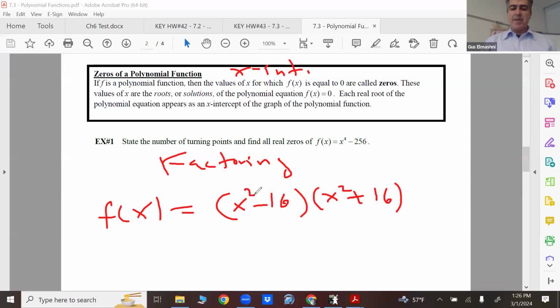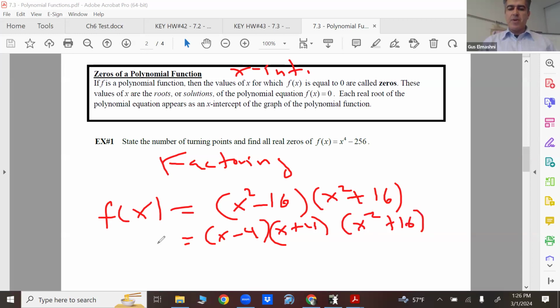Oh, sorry, it's x squared. My bad. Can we break this down even further? Yeah. So you can see why I wouldn't have moved that 256 over. I mean, the intent is good, but I wouldn't have done that because you wouldn't get quite the whole picture.